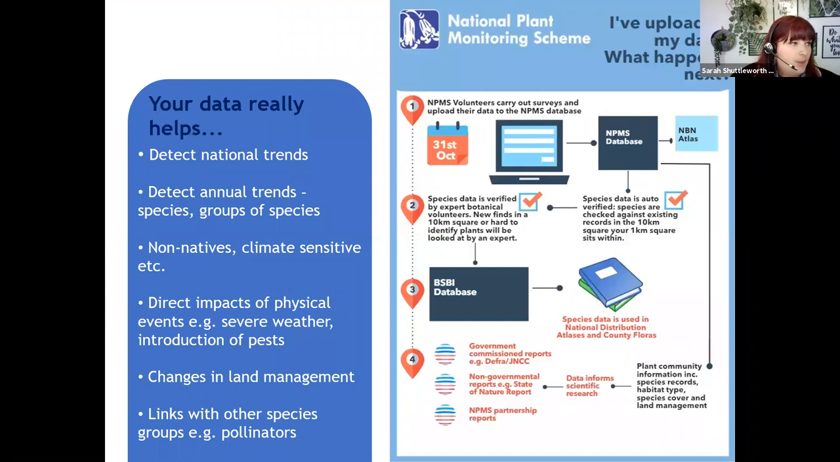And just to show you a little bit about what happens with all of your data and how incredibly important it is. Obviously we couldn't have come up with the biodiversity indicator without this data. We couldn't have been able to measure the change. I mean, it's literally policymakers, change makers, they're using this data that you're collecting to influence how to protect our habitats. It's incredibly important.